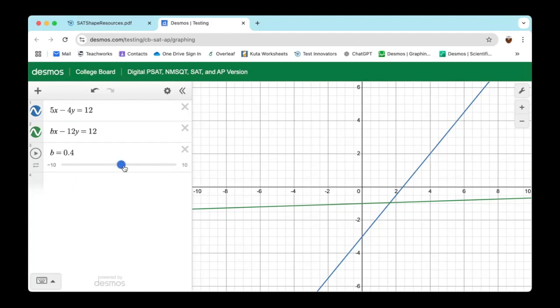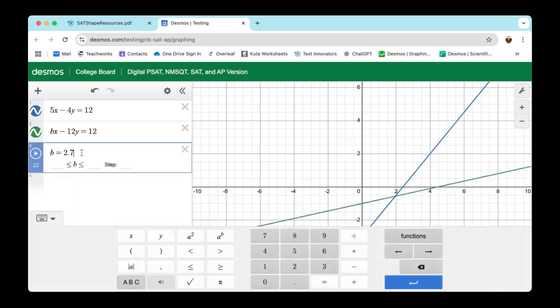And on some problems, 2.75 might be one of the answers. So we can't even really do that unless we change the step size. But we don't need to do any of that. Just realize you don't have to use it as the slider. Just type in the answers here.